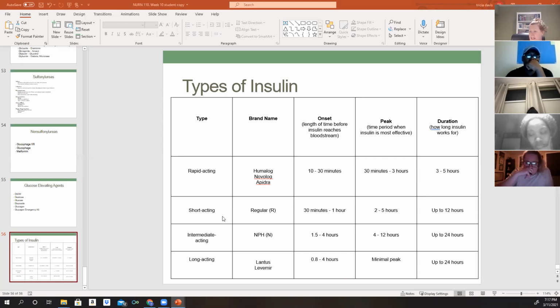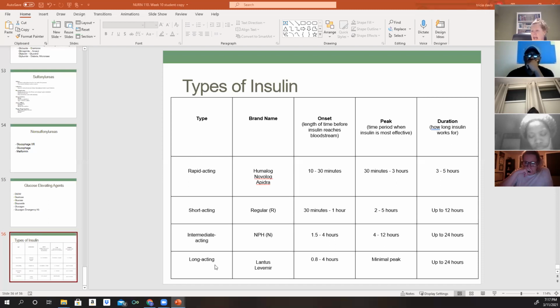We have your short acting, which is your regular insulin. It works within 30 minutes to an hour. It peaks in 2 to 5 hours, and it works up to 12 hours. You have your intermediate acting, which is your NPH. It takes about 1.5 to 4 hours, peaks in 4 to 12, and it can last up to 24 hours.